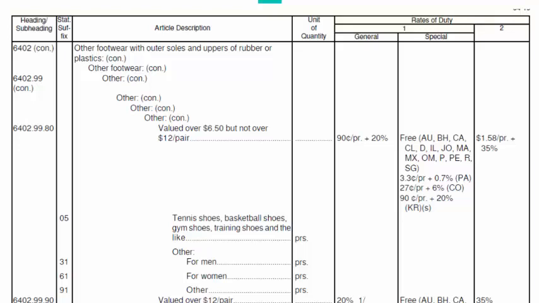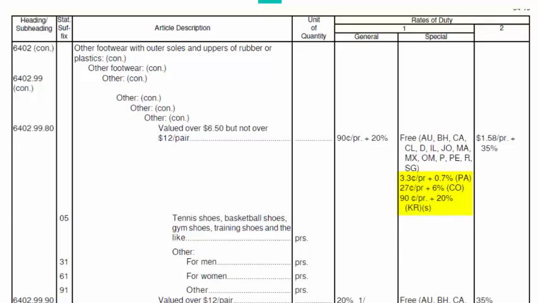If, moving to the right to our special column, this particular classification of footwear came from Australia, Bahrain, Canada, Chile, etc., it would be free of duty. Other countries too, Mexico, Peru, Singapore. But below that, we'll notice 3.3 cents per pair plus 0.7% for PA. That's Panama.